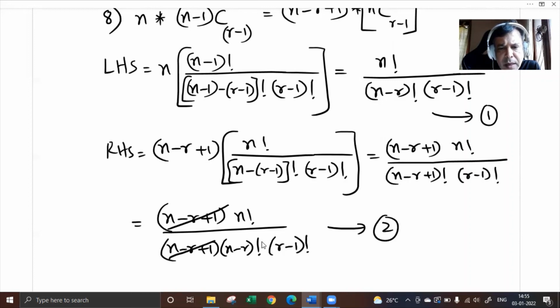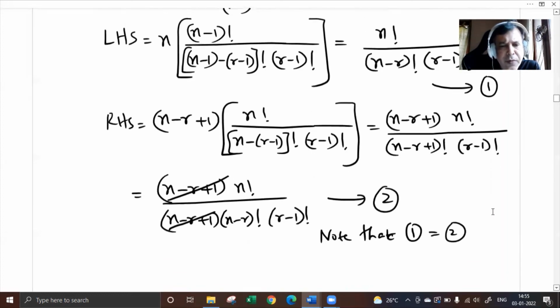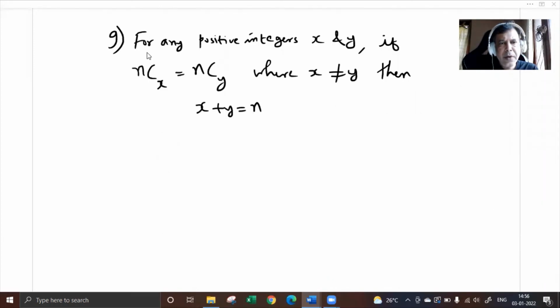We may notice that 1 is equal to 2. Hence the proof. Next, to prove for any positive integers x and y, if nCx is equal to nCy, where x and y are not equal, then we need to prove that x plus y equals n.